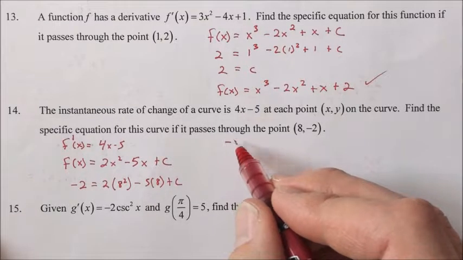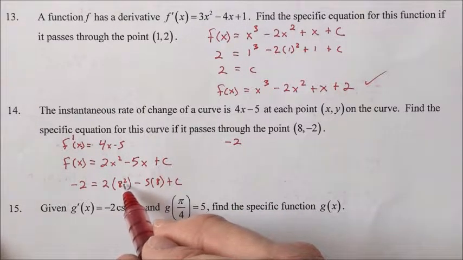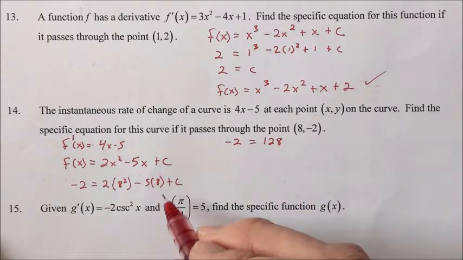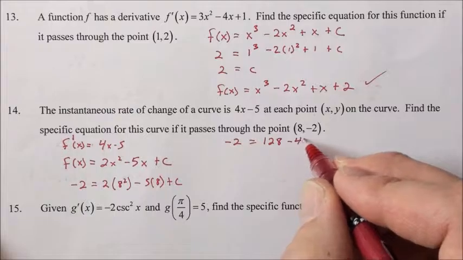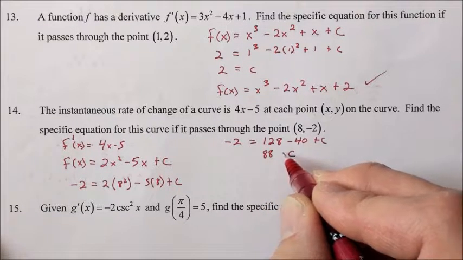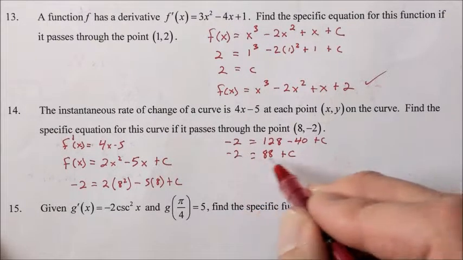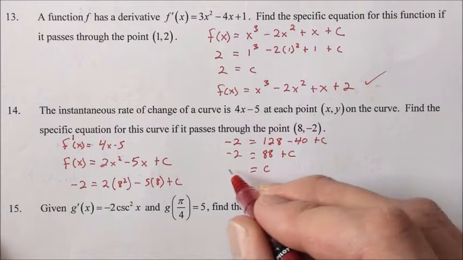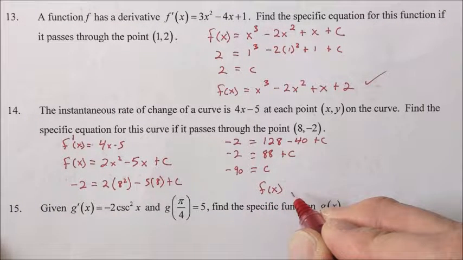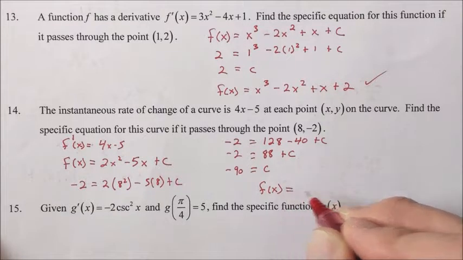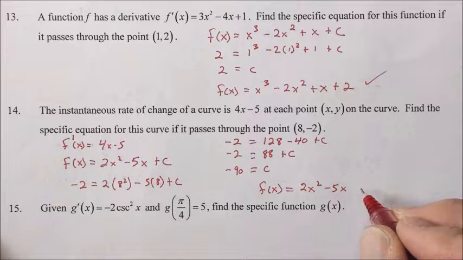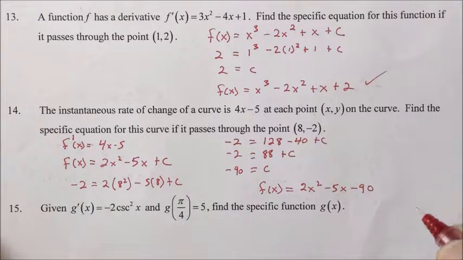Okay, so we have negative 2. Here, this is 64. Times 2 is going to be 128. And 5 times 8 is 40, plus C. 128 minus 40 is 88. So C plus 88 is equal to negative 2. So we're going to subtract 88 from both sides. So C is negative 90. And therefore our answer, f of x, is equal to 2x squared minus 5x minus 90. And we're done.